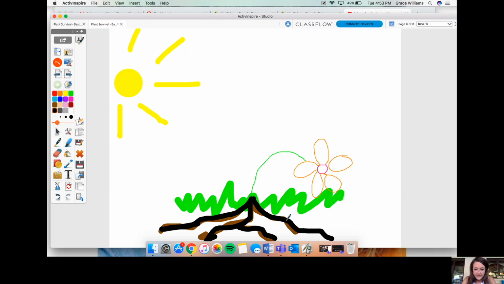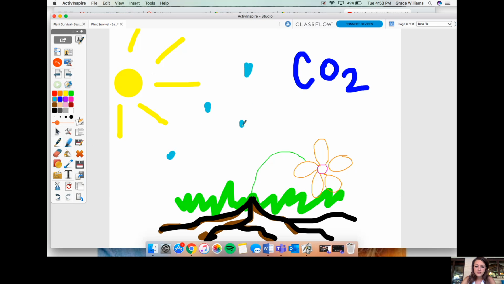And then they said we would need air, and specifically we needed CO2, which is carbon dioxide. It's a gas that is found in the air. Some people said we needed rain or water, so we put water in here. Some people said we needed chlorophyll, and chlorophyll is a pigment that is found in the leaves. So they said we needed leaves for the chlorophyll, and so we put leaves on there.